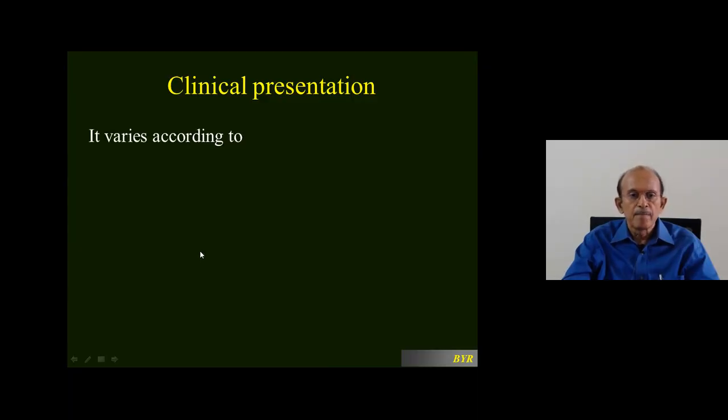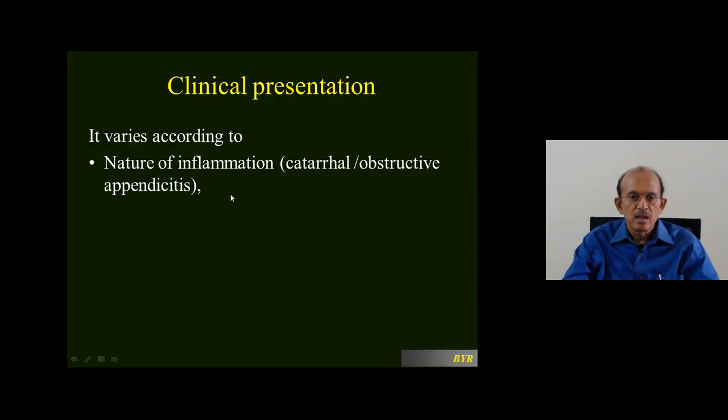Clinical presentation: it varies. So clinical presentation is not the same in all the patients. It differs. Why does the presentation differ? Because there are two types of inflammation: catarrhal inflammation and obstructive inflammation. So the catarrhal inflammation will manifest in one form, obstructive appendicitis will manifest in another form. Then clinical presentation varies depending on the position of the appendix. We have seen various positions. What is the commonest position?